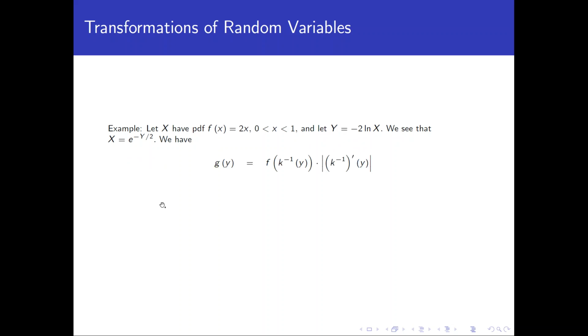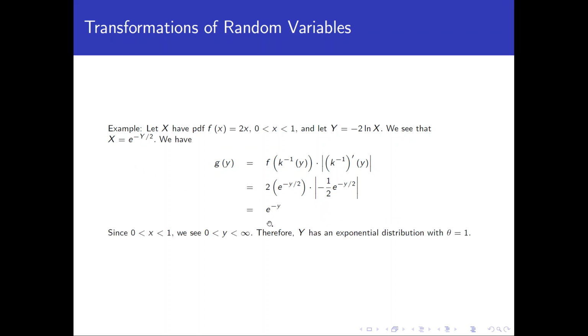So let's use the formula now. Here's the formula. We already have the PDF and we have the inverse function. So the PDF is 2 times plugging in the inverse function for x, and then the derivative of the inverse function will be a negative e to the negative y over 2. So we do the absolute value of that, and of course the absolute value kills the negative sign, and we just get e to the negative y.